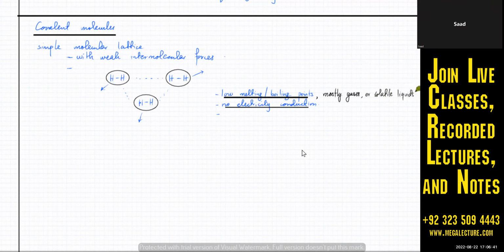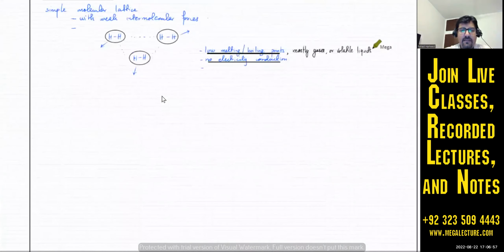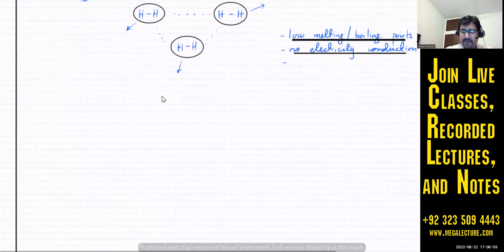Okay, volatile liquids. Anyway, so this was the structure. It's a simple molecular lattice, and they've got weak intermolecular forces in the middle. The molecules are kind of independent. They're all independent of each other. Achha, the first thing, covalent dot and cross diagram, right? Okay, that's the first thing. Let's start with the very basics. Covalent dot and cross diagram.